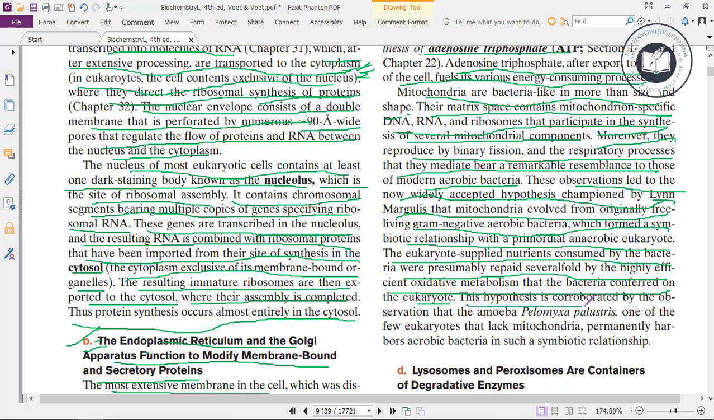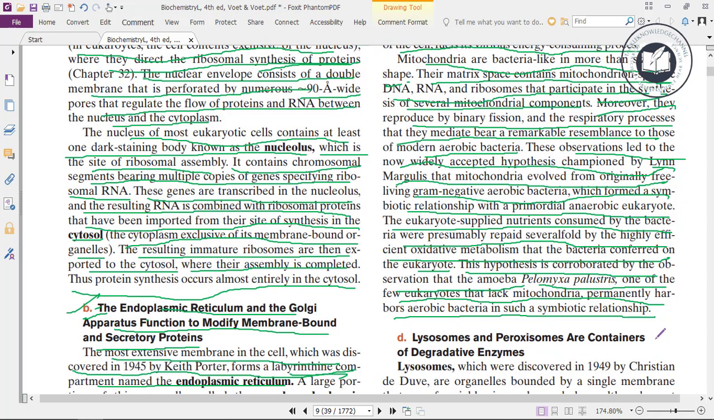This hypothesis is corroborated by the observation that the amoeba Paleomyxa palustris, one of the few eukaryotes that lack mitochondria, permanently harbors aerobic bacteria in such a symbiotic relationship.